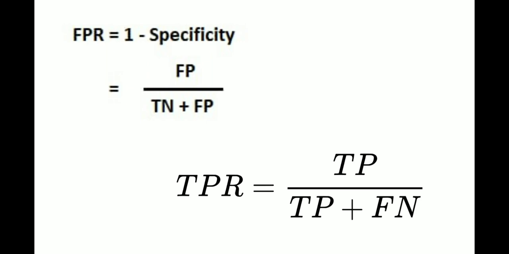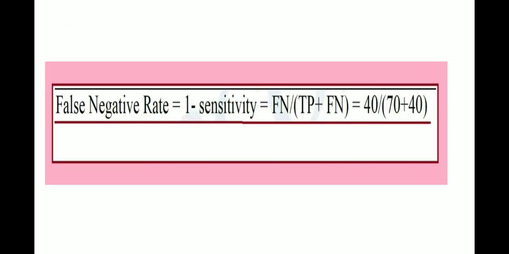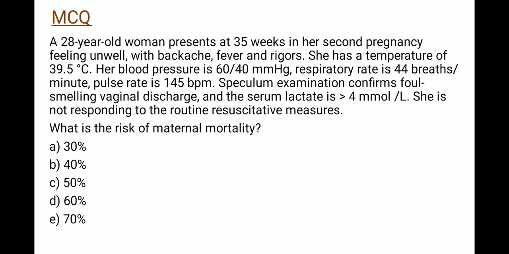So, false positive rate is false positive divided by true negative plus false positive. True positive rate is equal to true positive divided by true positive plus false negative. Now, false negative rate is 1 minus sensitivity, which is false negative divided by true positive plus false negative. Okay, so that is another question where we put in the values, but the formula you have to remember.